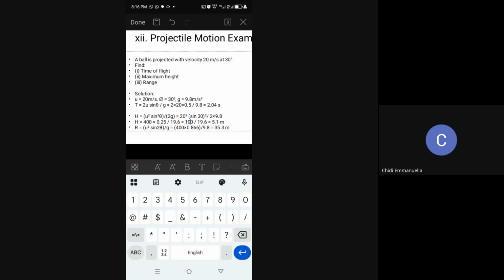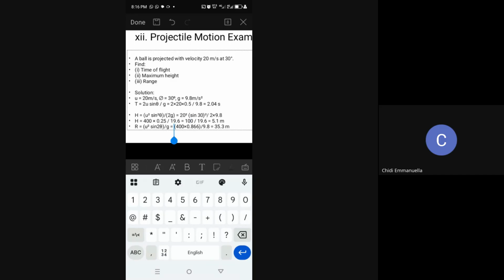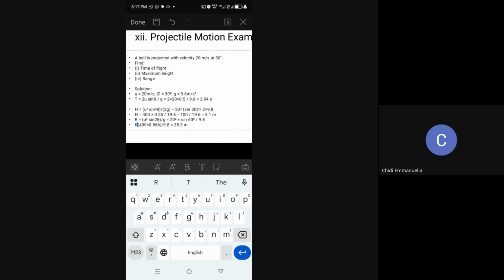Then range is u square sine 2 theta over g, which means you multiply your theta times 2 first before you find the sine. 2 times 30 will give you 60. Sine 60 is 0.8660. That is 20 square times sine 60 degrees, everything divided by 9.8. So your range is equal to 400 times 0.8660 over 9.8. Then you have 35.3.